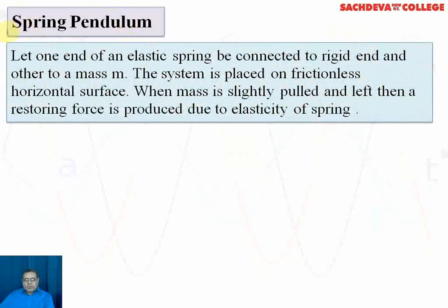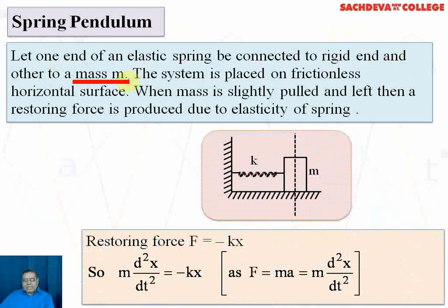Sometimes we arrange the spring pendulum in series, and sometimes many springs are connected in parallel or in a multiple technique. So now we come to the main context. In the main context, we have taken into consideration that one end of an elastic spring is connected to a rigid end and the other to a mass m. The system is placed on a frictionless horizontal surface. When the mass is slightly pulled and left, then a restoring force is produced due to the elasticity of the spring.